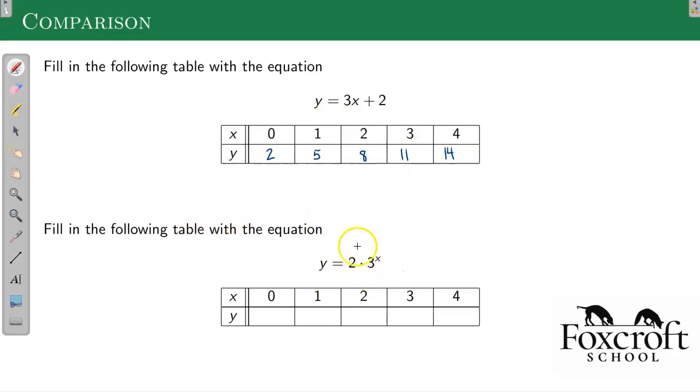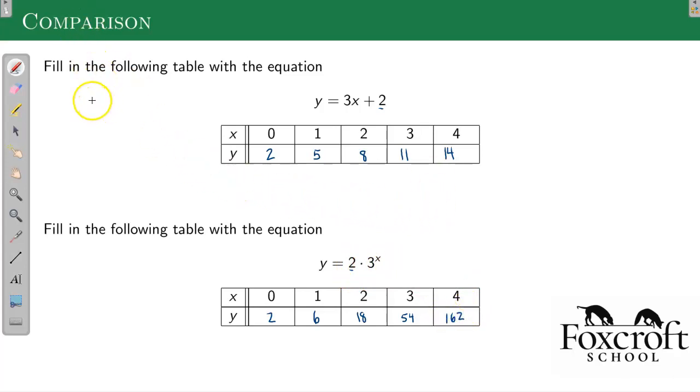In our bottom one, this is an exponential. We get 2 times 3 raised to the 0. 3 raised to the 0 is 1, so this is 2. We get the same first value. The y-intercept and the initial value are the same. 1 is 2 times 3, which is 6. 2 is 2 times 9, which is 18. 3 is 2 times 27, which is 54. And 4 is 2 times 81, which is 162.